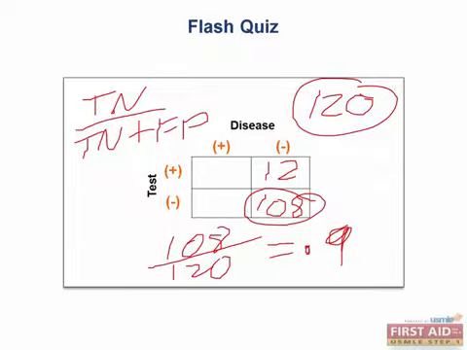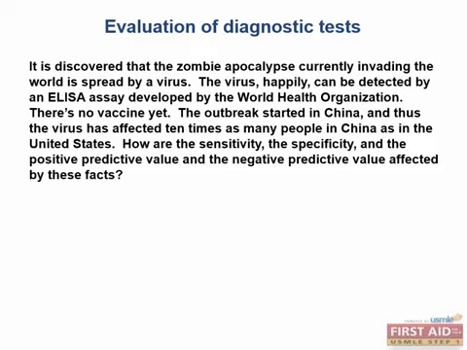Let's do one more question for fun. It is discovered that the zombie apocalypse currently invading the world is spread by a virus. The virus happily can be detected by an ELISA assay developed by the WHO. There is no vaccine yet. The outbreak started in China, and thus the virus has affected 10 times as many people in China as in the United States. How are sensitivity, specificity, the positive predictive value, and the negative predictive value affected by these facts?